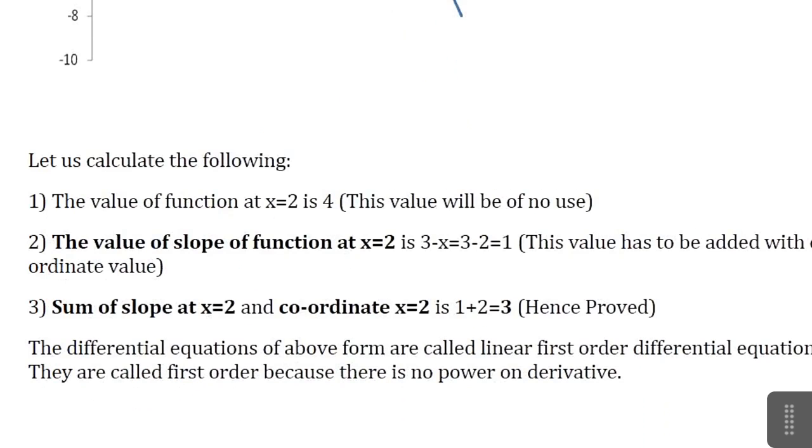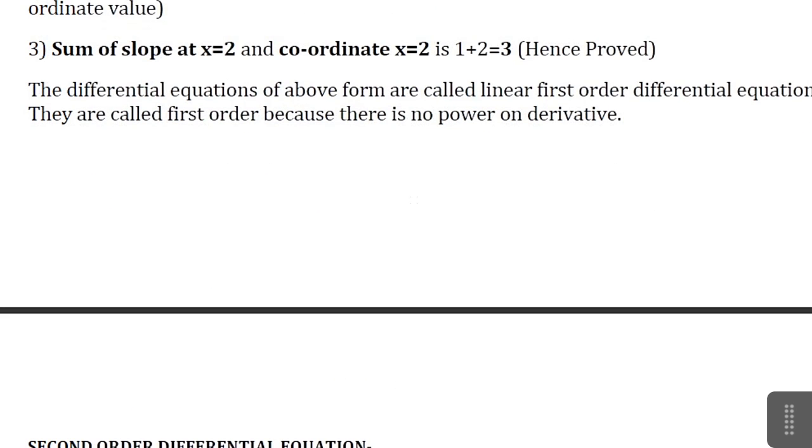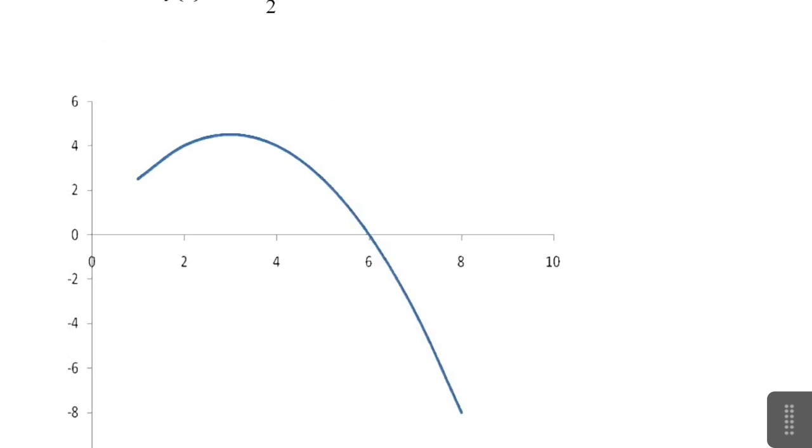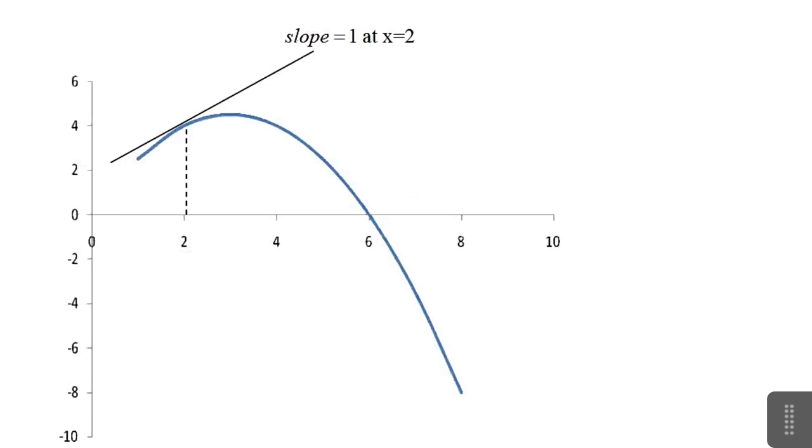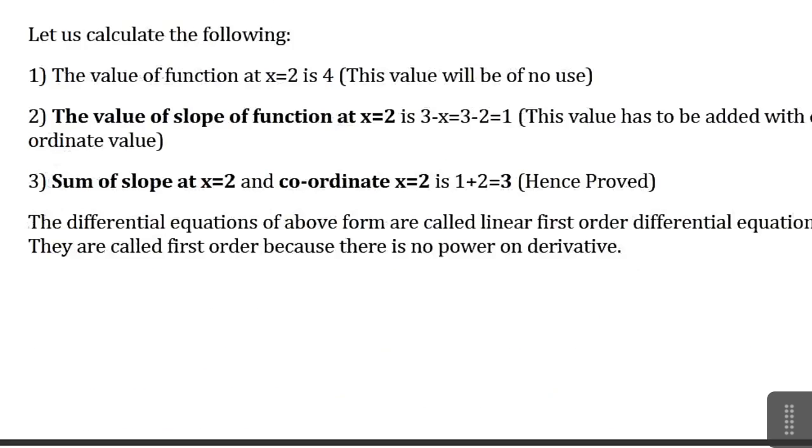So this is the differential equation, and these are all first order differential equations. You see, these are all first order differential equations where there is no square term, there is no d square y by dx square or something like that. These are all first order differential equations, and we have seen the physical meaning of first order differential equations.